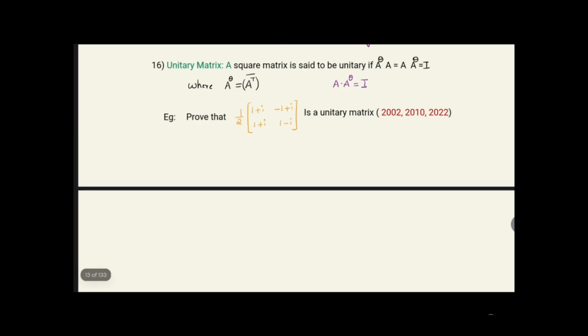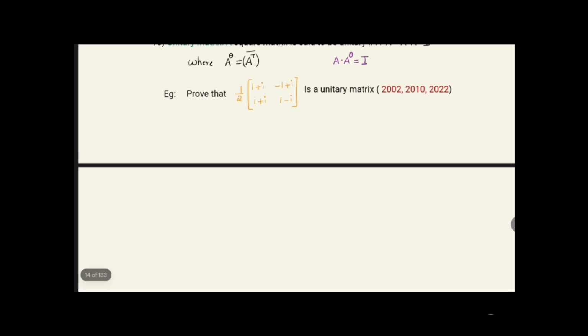So here is the given matrix for you. Let us see. Prove that 1 by 2 into this matrix is a unitary matrix. This has been asked 3 times, in 2002, 10 and 22. Now let's start the problem here. I will prove A into A to the power of theta is equal to I.